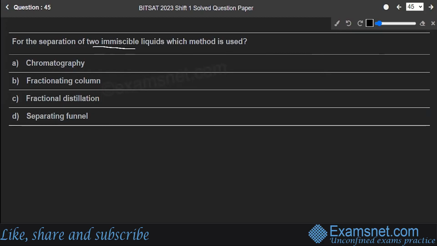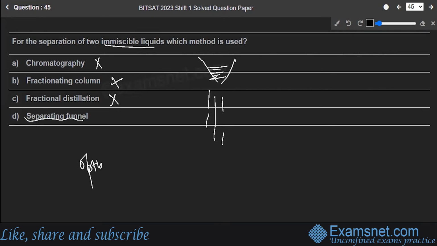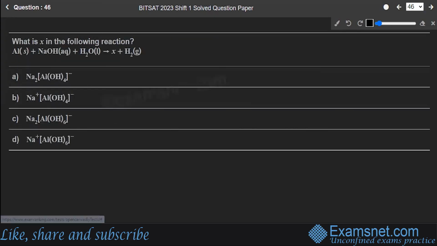For the separation of two immiscible liquids, which method is used? Two immiscible liquids means they can't be fused with each other, they do not mix together. Chromatography, no, it is not used for immiscible liquids. Fractionating column, no. Fractional distillation, no. Separating funnel, definitely it is used when two liquids are immiscible, one liquid will remain on the top and another will go down. So you have the option. That was a pretty easy one. Next is question number 46.